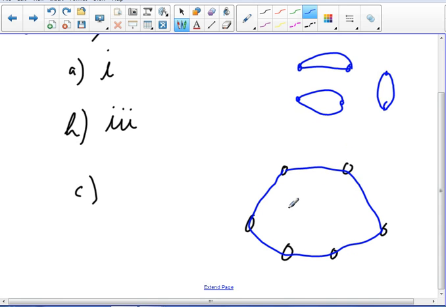No, I can't get from here to there, or there to there, and I've got to go through all 6 of them. So this would be: the graph may or may not have an Euler circuit, may or may not have an Euler path. Okay, we'll go with may or may not have an Euler circuit.